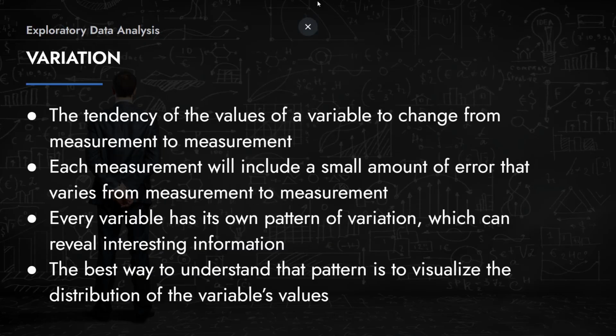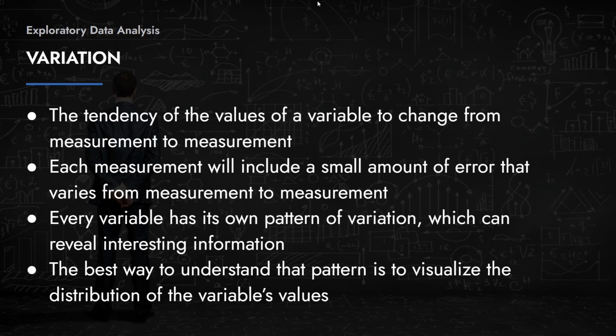Now, there are some other terms that are going to help us while exploring our data. This is what we call variation. So the variation is the tendency of the values of a variable to change from measurement to measurement. So, we don't expect everything to have the same value, right? If you're measuring the height of people, it's going to change, right? There's going to be a range of values. You don't expect everybody to be 6 feet tall. Some people might be 4 feet. Some people might be more than 6 feet, right?